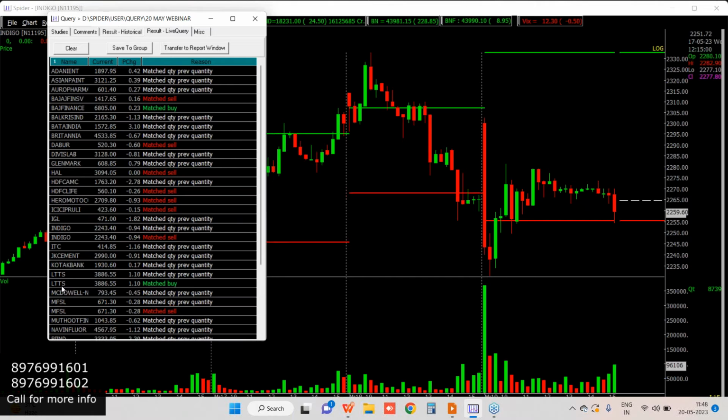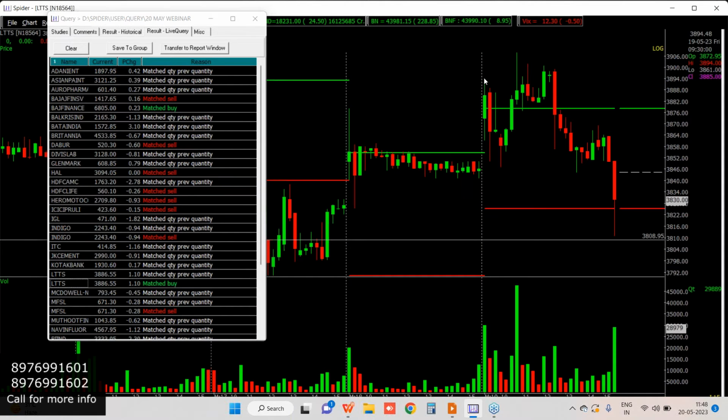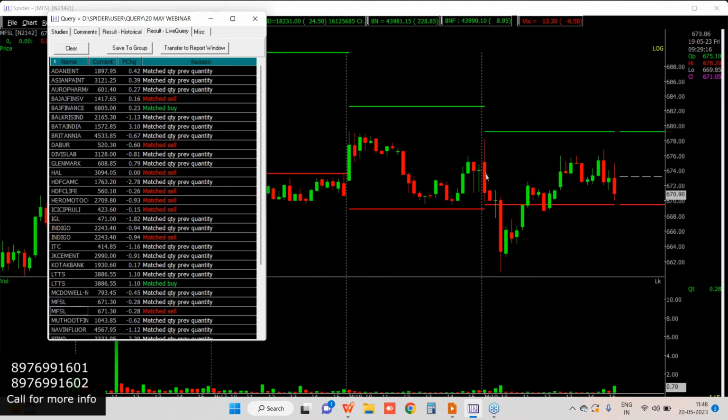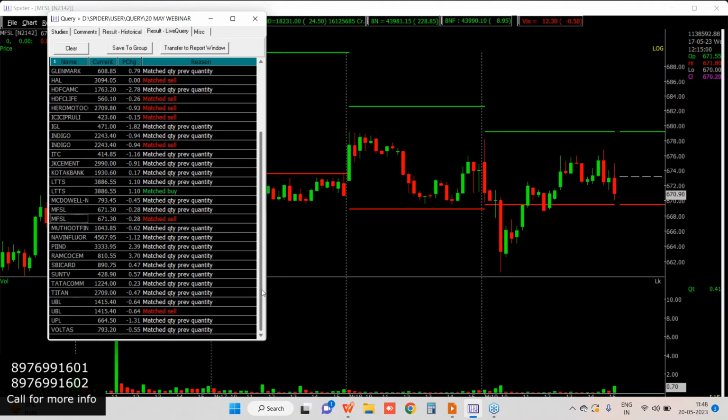And then in LTTS we had a buy in this candle. The high in the next 3 to 4 candles was not broken. If you check the 3 to 4 candles afterward, the high was not broken. So entry again was not triggered in LTTS. In MFSL you had a sell. You can see how it has performed, a sharp fall in the third candle itself. So this will make you more than 10% in this candle only. So this was MFSL. If I come down, we have UBL over here.